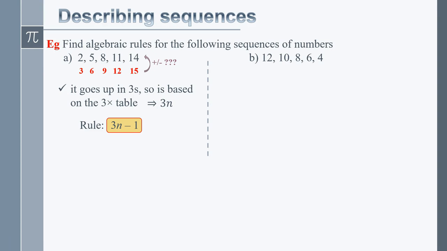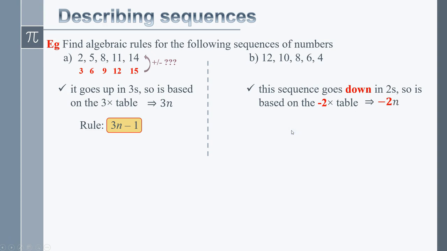Right, the next one. This one's a little bit more difficult because what's happening is it's going down. But because it's going down, it's based on the minus 2 times table because we're taking away 2 each time. So what that means is it's going to contain minus 2n. Now, this thing here, what does that mean? What does the minus 2 times table look like? Well, it starts at minus 2, and goes minus 2, minus 4, minus 6, minus 8, minus 10. It keeps going and going and going.